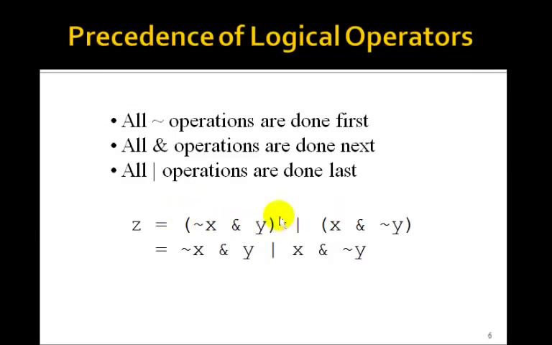Now, when you write a logic equation like this involving parentheses, we can actually remove the parentheses if we remember this precedence of the logical operators. First, all the NOTs are done first. So in here, NOT X and NOT Y are done first. Then all the AND operations are done next. So we produce NOT X and Y, and X and NOT Y here. And finally, the OR operations are done last. So if you write this logic equation without the parentheses, you get exactly the same effect as if you included the parentheses.